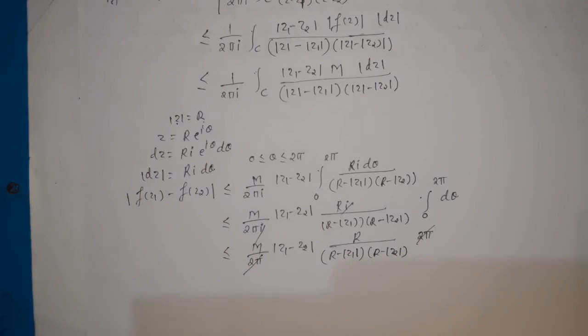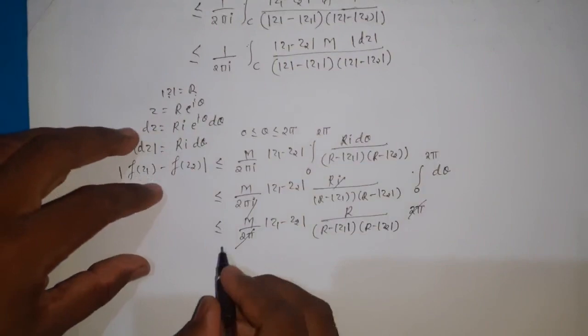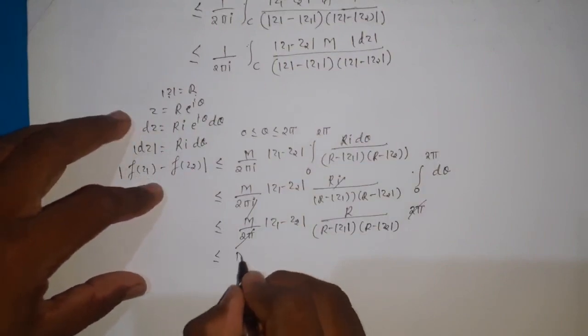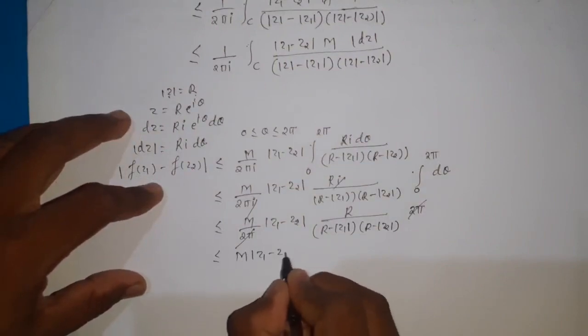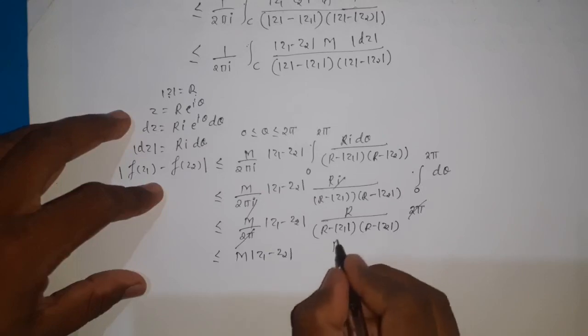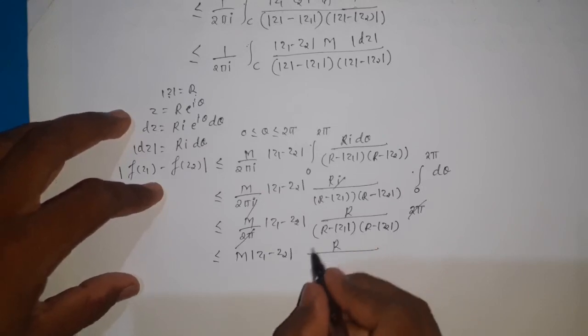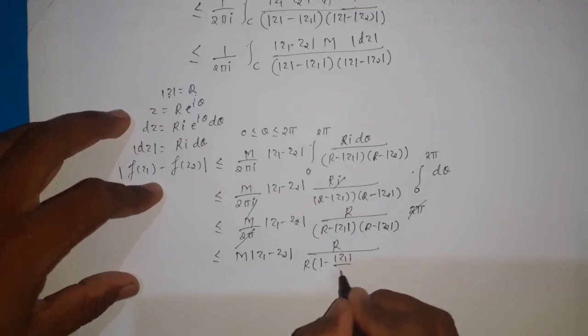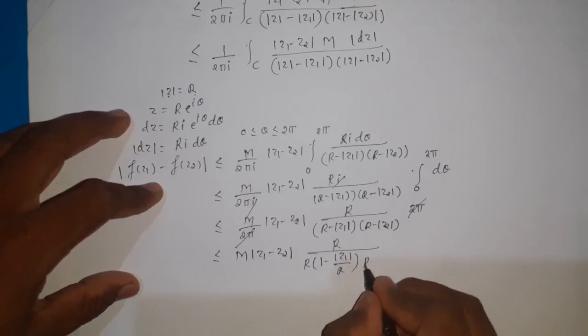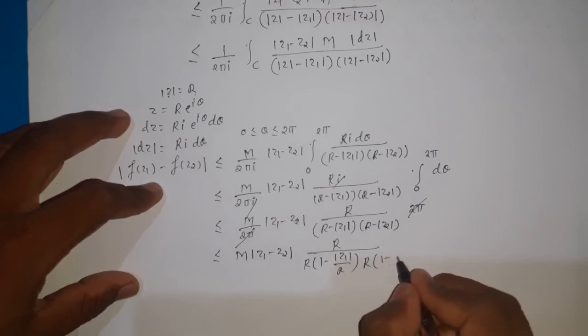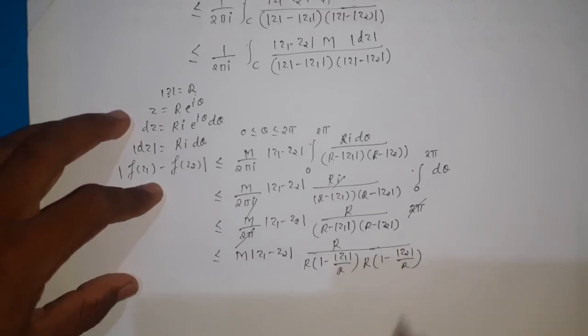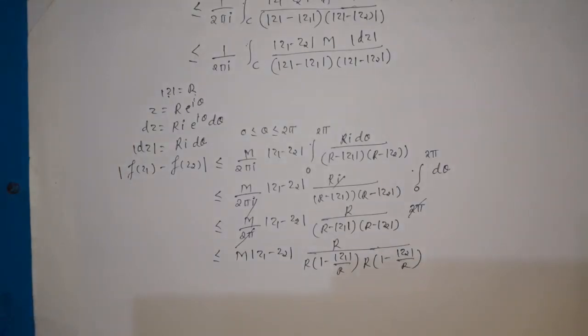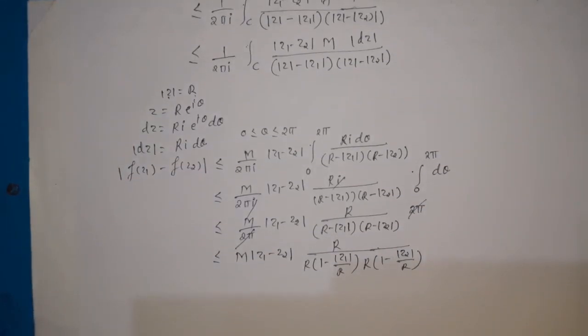Now let us rewrite this as M into mod z1 minus z2, R divided by, here we can take R common, then 1 minus mod z1 divided by R, again R is common, 1 minus mod z2 divided by R. We have just taken R common from each term.